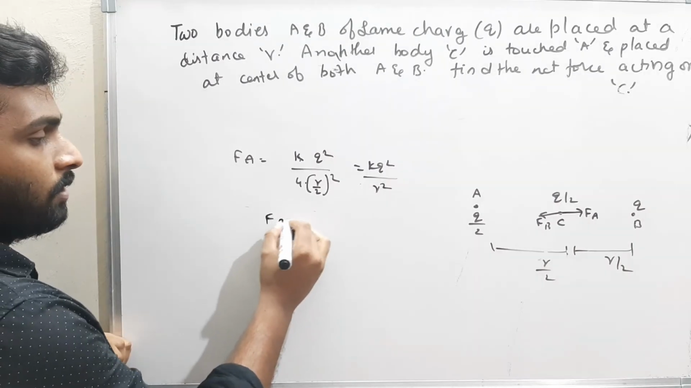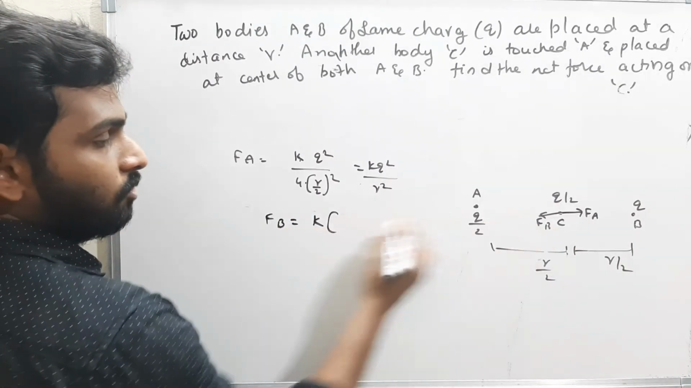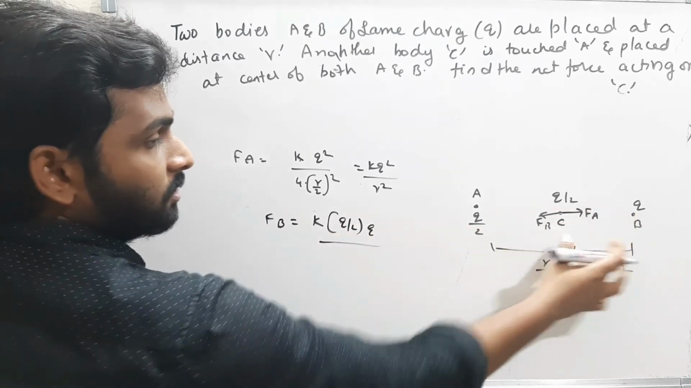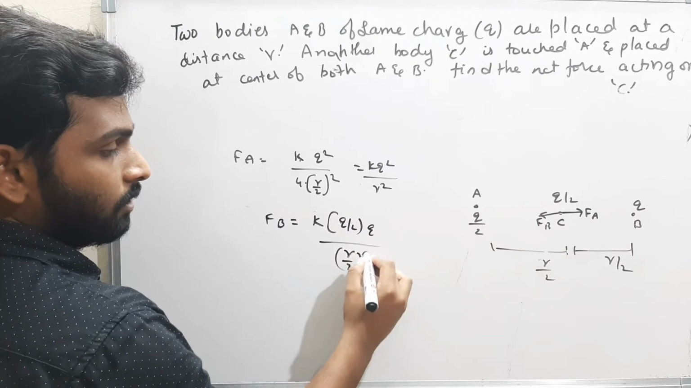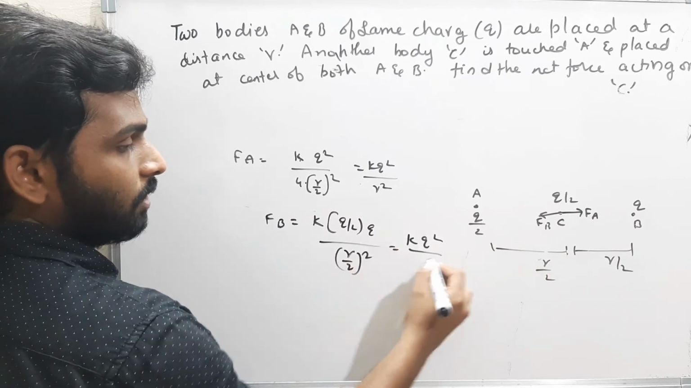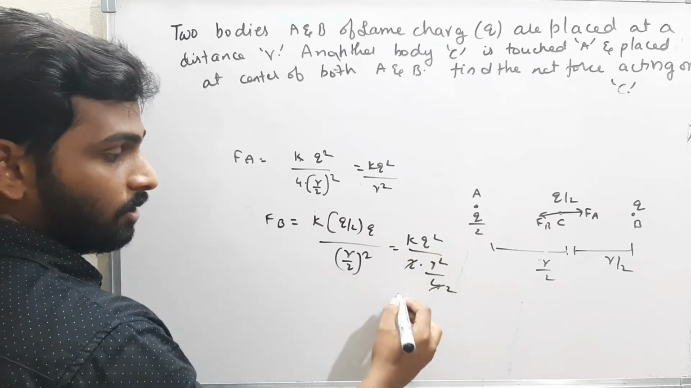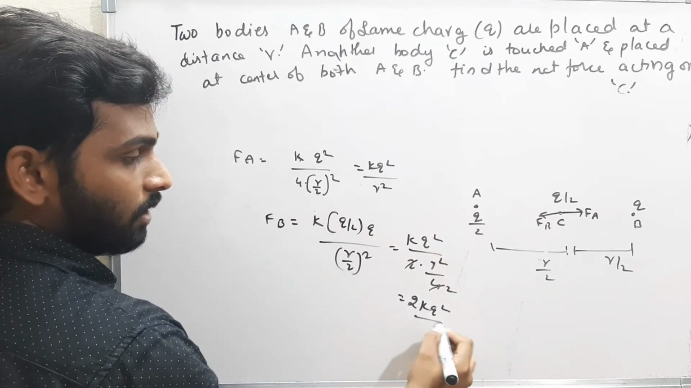Okay, what is Fb? Fb is nothing but K into the charges Q by 2 into Q, divided by the distance, which is R by 2 whole square. Therefore, that is nothing but K Q square by 2 into 4 by R square. Therefore, the 2 under 2 goes, and when the 4 by 2 becomes 2, it will become 2K Q square by R square.